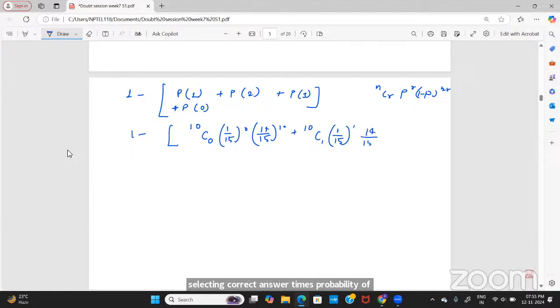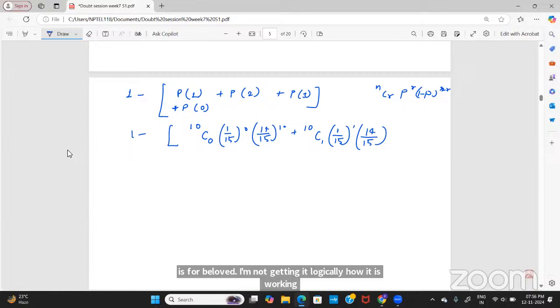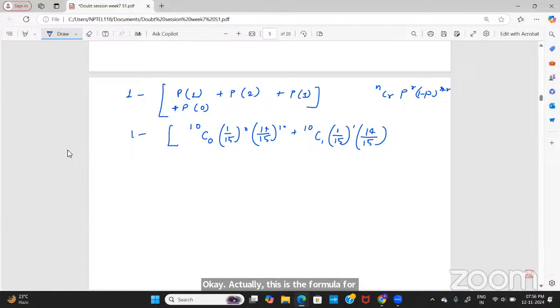But why power 10? 10 minus 0 will be 10. It's N minus R. This is the formula, but I'm not getting it logically how it is working. Actually, this is the formula for binomial distribution. You will understand it when you study the binomial case. Just try to use this formula as of now.